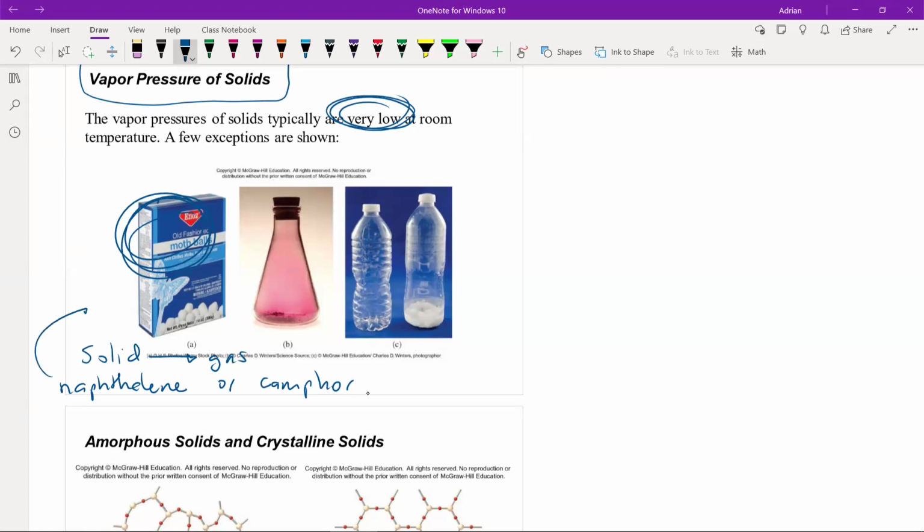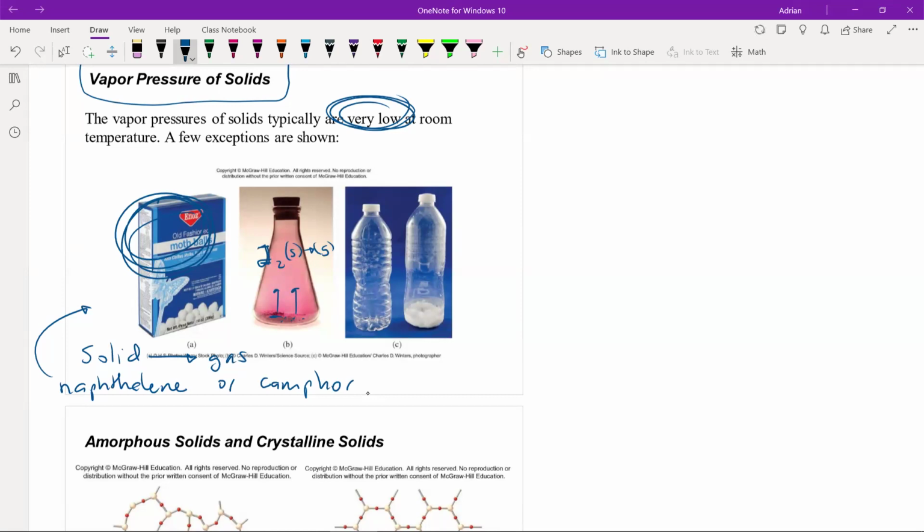Another example is iodine. I2 is a solid. It also goes from solid to the gas phase under normal conditions. And if it goes into the gas phase, it will have vapor pressure. And iodine has a very characteristic purple color associated with it.